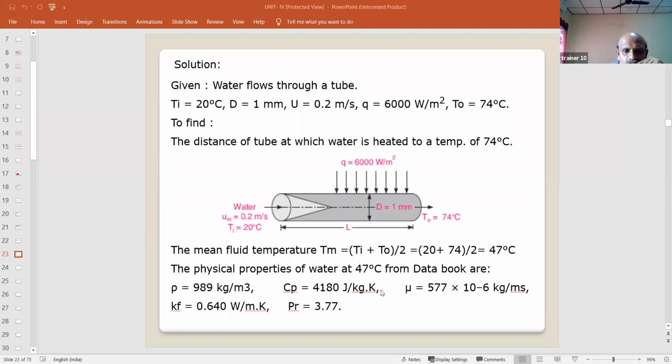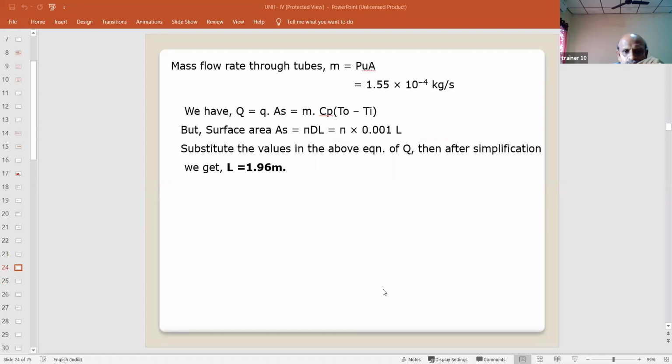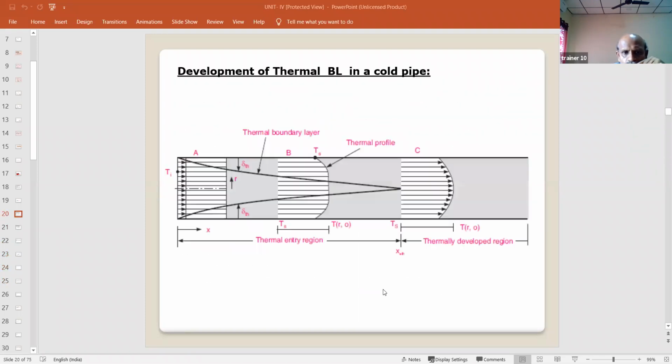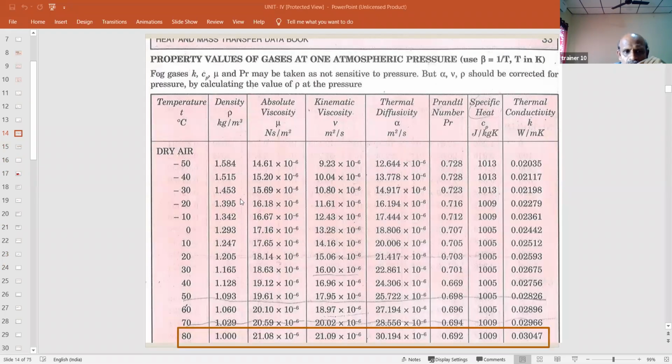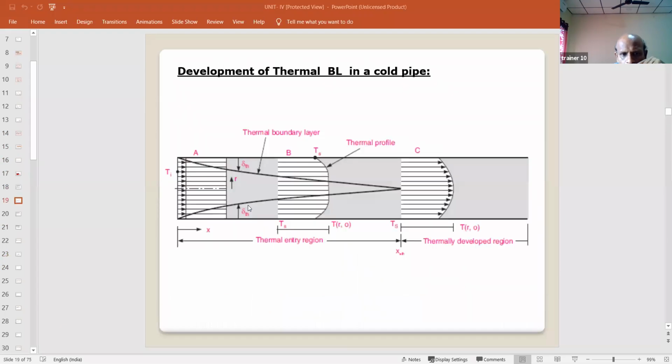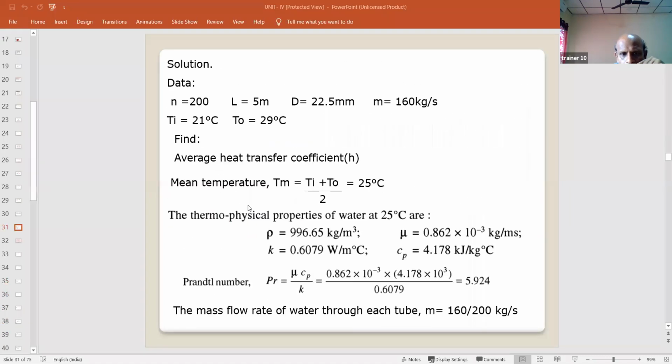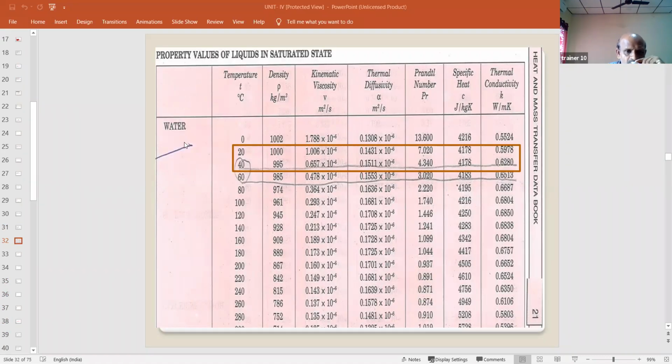I will show you. This is oil, and this is for water. Similar to air, we have a table for water. These are the property values of liquid at saturated state. Here the temperatures are given as 0 degrees centigrade, 20, 40, 60, 80, and in this way. But here we require the values at 47 degrees centigrade.